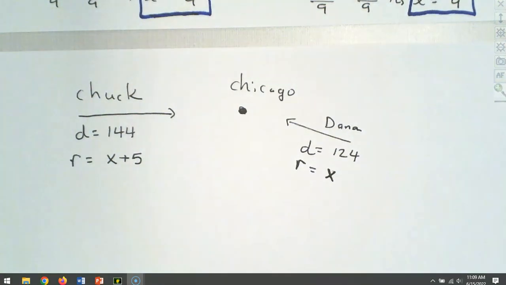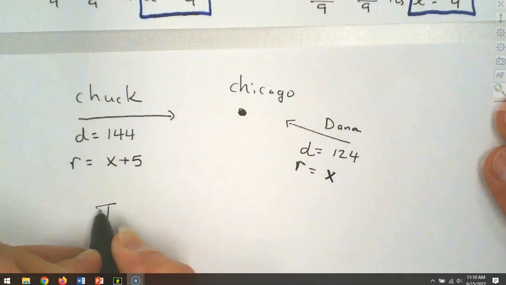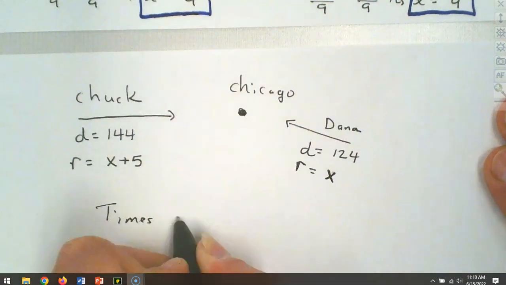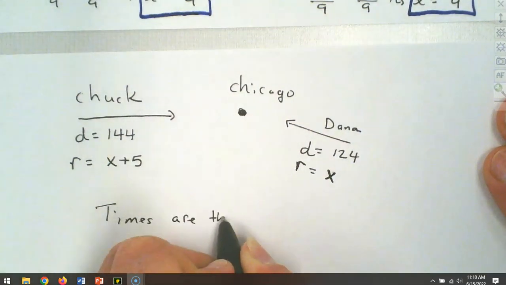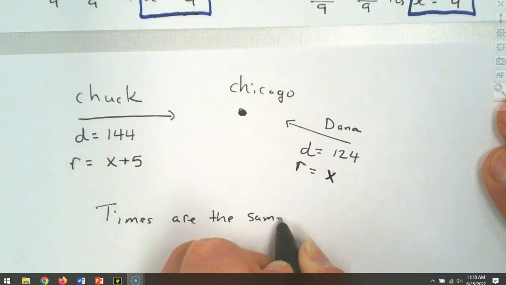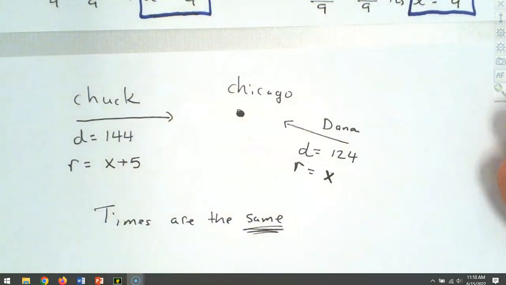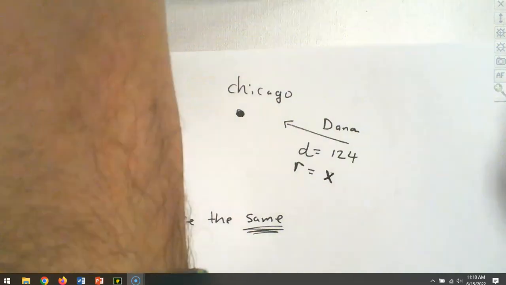Okay. Now, this one is a little bit different, and this is why I wanted to set it up for you. What is the same? There's something that's the same, and it tells us, when we read this question, they travel the same length of time. So the times are the same. Very important. The times are going to be the same.